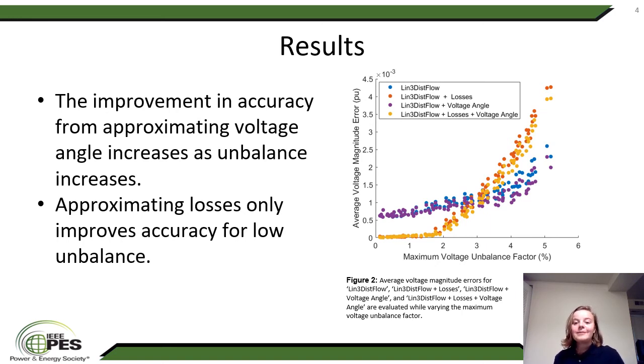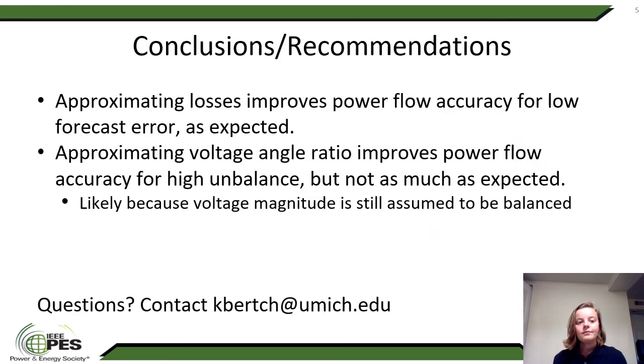The one thing that we didn't expect was that the voltage angle information does not improve the approximation accuracy that much. We expected it to improve it a lot more. And the reason for this is that we are still making the assumption that the voltage magnitudes are balanced. Having the voltage angle really only improves one element of the voltage unbalance.